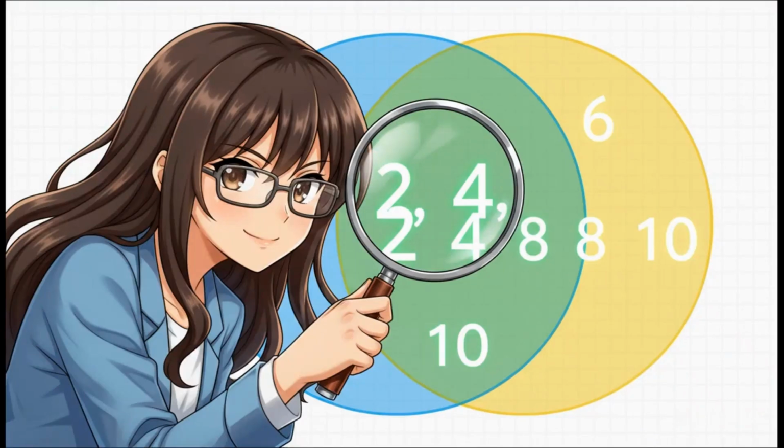Okay, let's make this real. Let's say set A has the numbers 1 through 5, and set B has some even numbers: 2, 4, 6, 8, and 10. So what's in both? Let's just look for the overlap. Well, the number 2 is in both sets, and hey, the number 4 is in both sets too. And that's it. So the intersection of A and B is simply the set containing just 2 and 4.